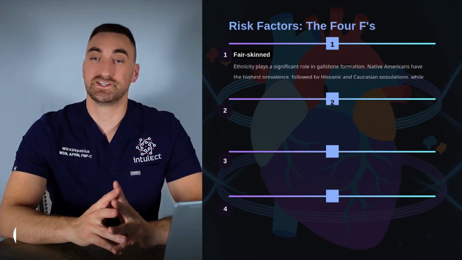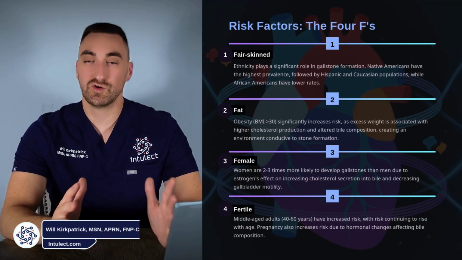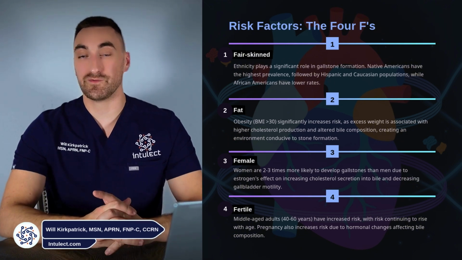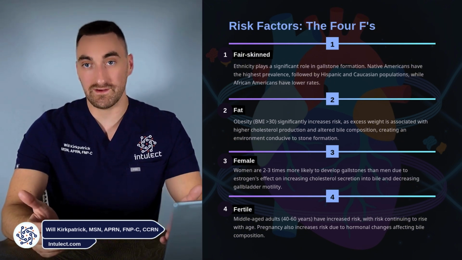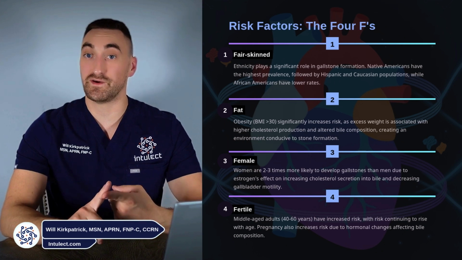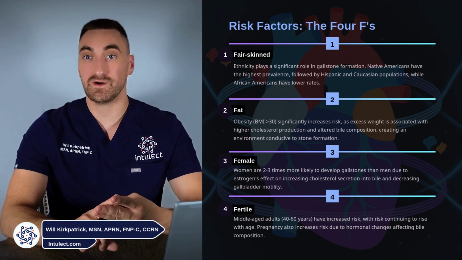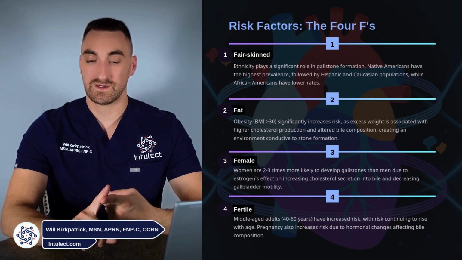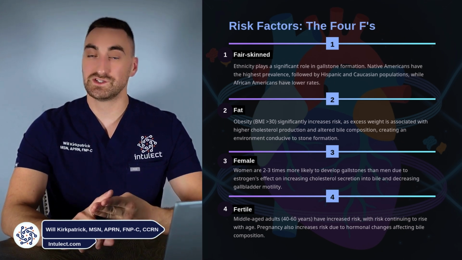Before we get into signs and symptoms, let's go over the risk factors. So who is likely going to have these issues? One of the ways you can remember the risk factors is remembering the 4 F's. So the 4 F's includes fair-skinned, fat, female, and fertile. So it's basically referring all together the ethnicity, the gender, the age, and the lifestyle.